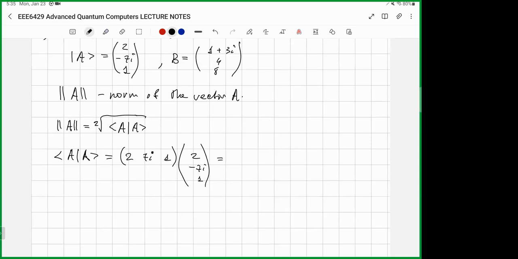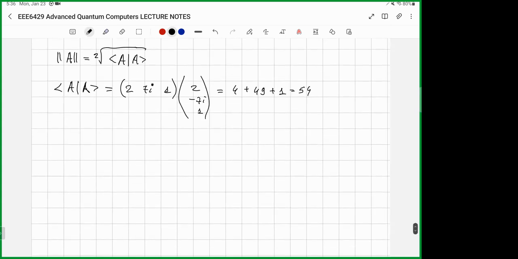Okay, the same procedure. 2 by 2 is 4, then plus 7 by 7, 49, since minus times i squared also gives minus, so it will be plus 49, and plus 1 by 1 equals 1. 49, 50, 54. Right. So 54.